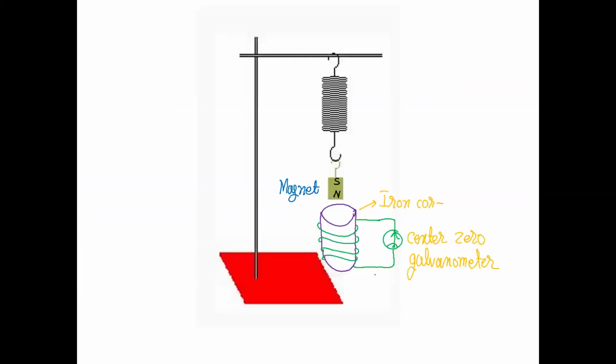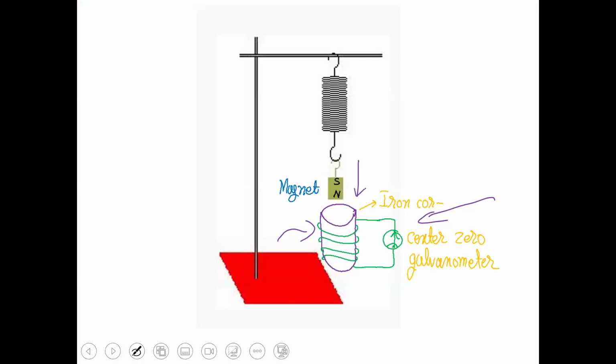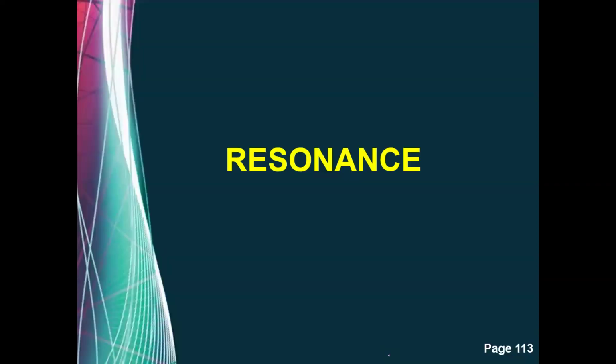Examples of damping. This is a magnet, and this is an electromagnet, but there is no power here. When you oscillate the magnet and the magnet goes in and comes out, what happens? The meter needle vibrates. Why does the needle vibrate? Because the magnetic flux from the magnet is cutting the solenoid. This is an example of electromagnetic induction.